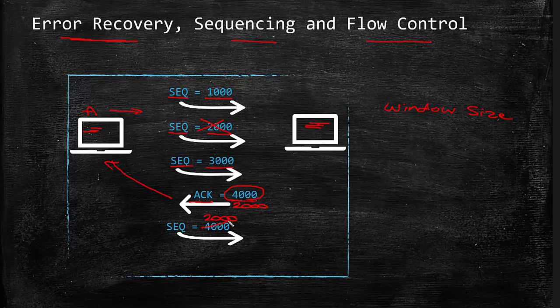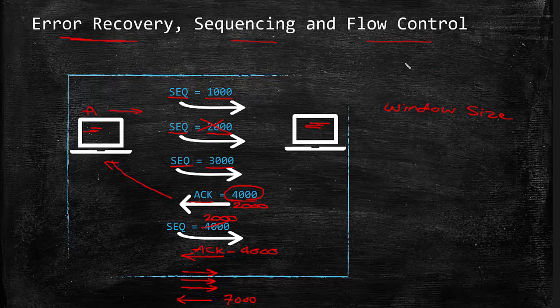And if this 2000 is received at the destination, this time the destination, computer B, sends a packet with acknowledgement 4000 now. And now computer A will send sequence 4000, sequence 5000, and sequence 6000. And it waits again for the next acknowledgement, which should be ACK equals 7000. This is how error recovery and sequencing work.